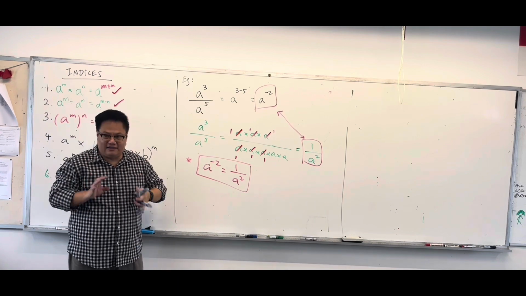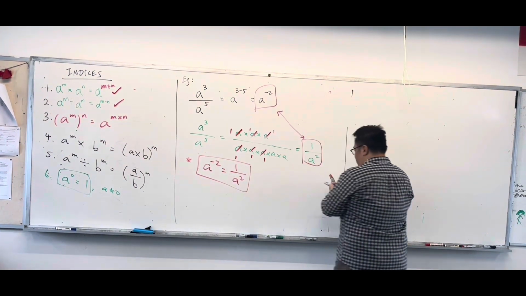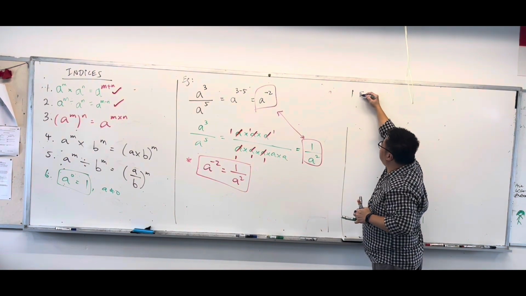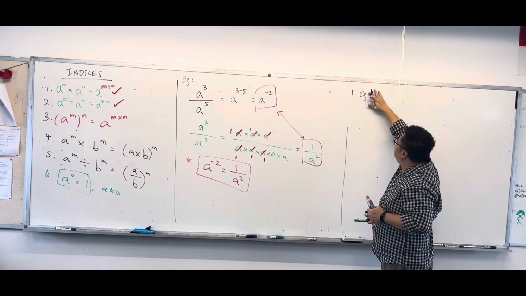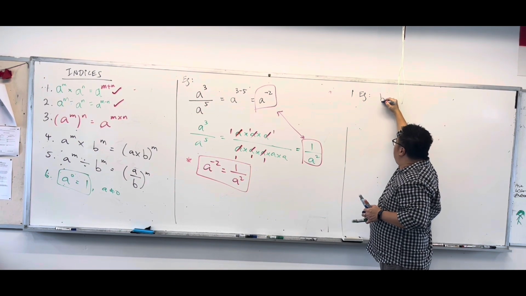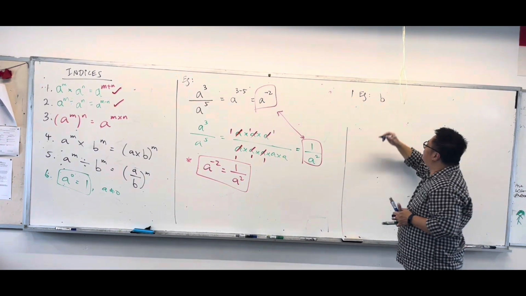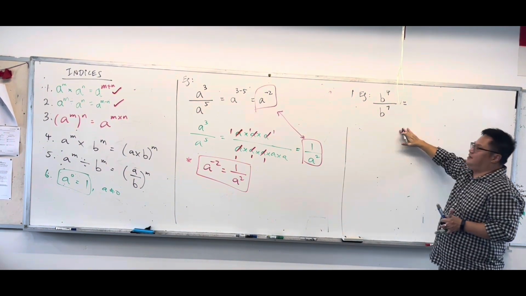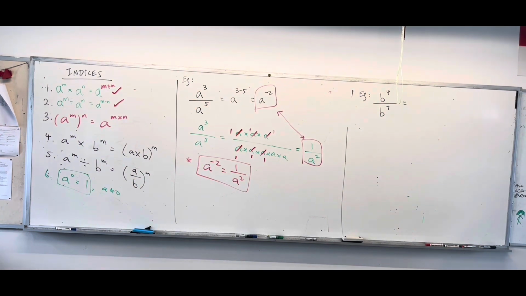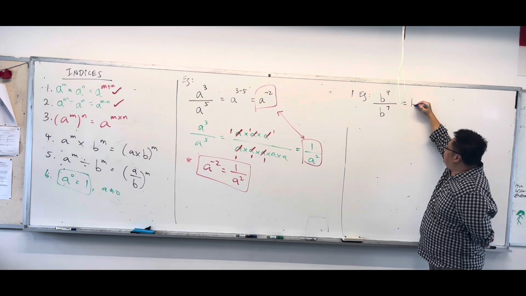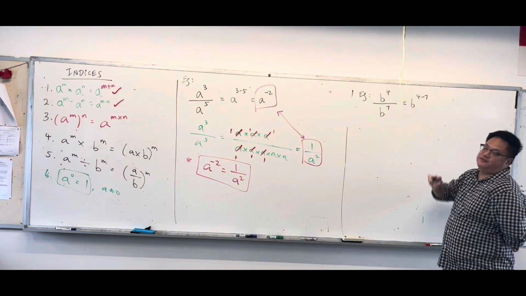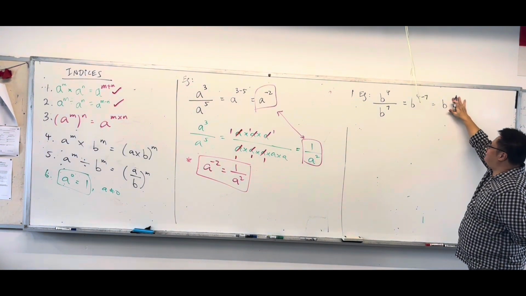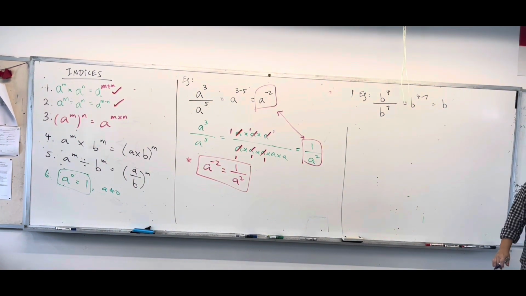Let's try another example. Let's say I use another alphabet, B. B to the power of 4 divided by B to the power of 7. Let's apply the law of indices first. B to the power of 4 minus 7. What is this equal to? Calculator please. 4 minus 7 is negative 3.